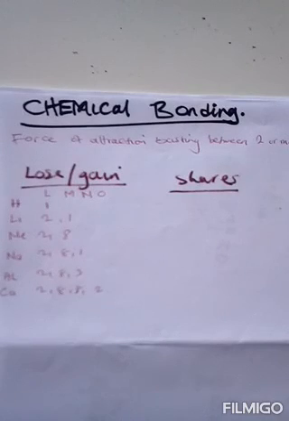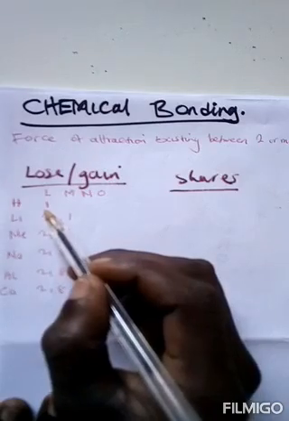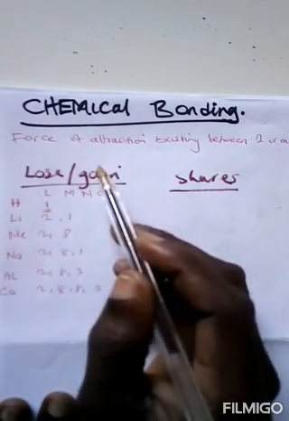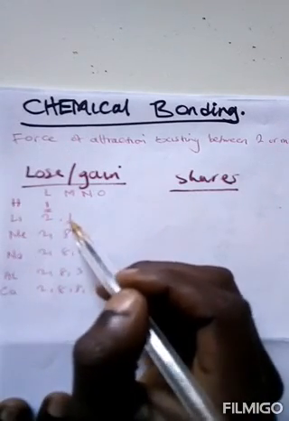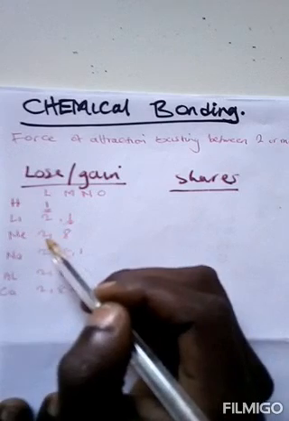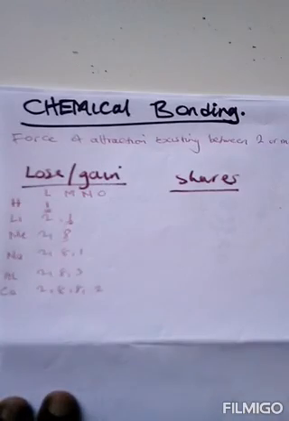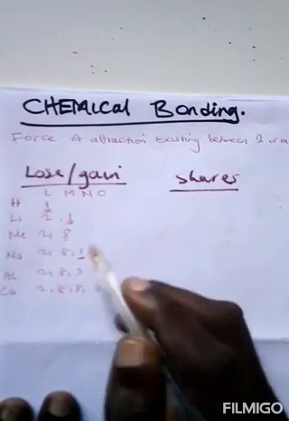So what are we seeing? For hydrogen, the last shell has how many electrons? 1. So this one can lose. For lithium, the last shell has 1 electron. So it cannot gain 7, so it can lose. But for neon, the last shell is fully filled, so this cannot lose nor gain. It is stable, does not form a bond with anybody. But for sodium, the last shell is 1, it can lose.